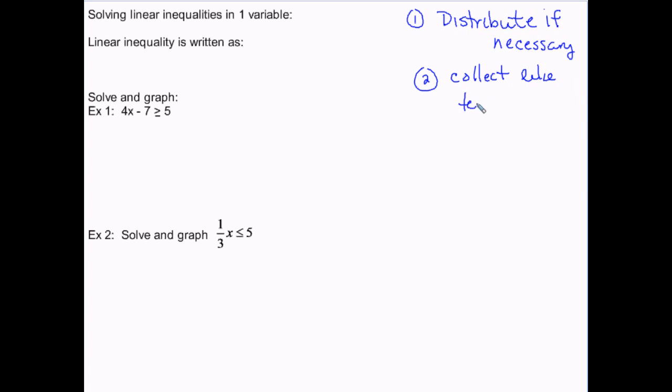So step 1 would be to distribute if possible, or if necessary. Step 2 is going to be to collect like terms if necessary. Then add or subtract, and then multiply or divide. And I'm putting a little star right here because the multiplying and dividing step has an extra step if we use a negative.